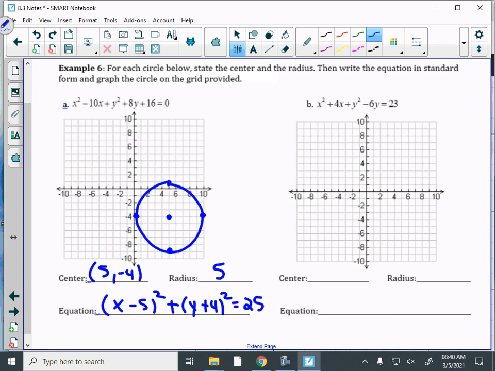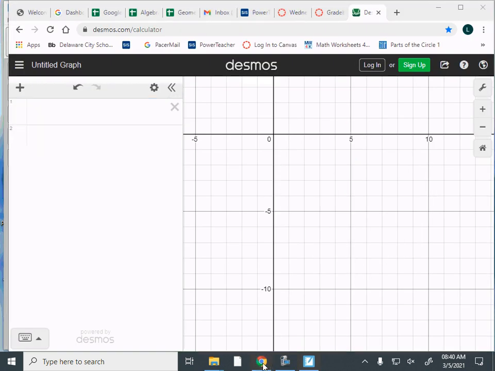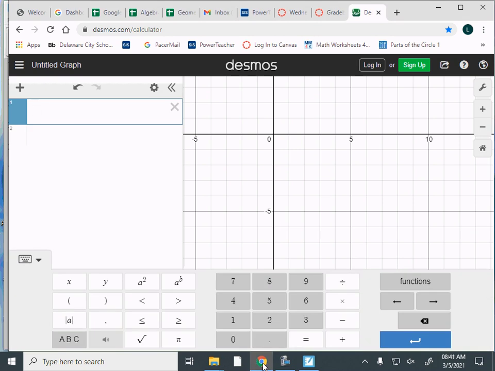Same kind of thing for B. We want to write this in standard form. Well, graph it. Go back to Desmos. Clear out what's there. Type it in exactly how it is. X squared plus 4x plus y squared minus 6y equals 23. Okay, you don't have to worry about solving for anything, moving anything over. You just plug it in exactly how it is. And it'll graph it for you.